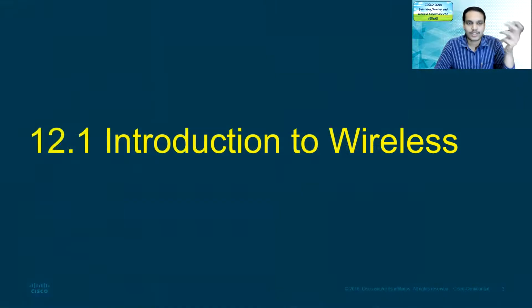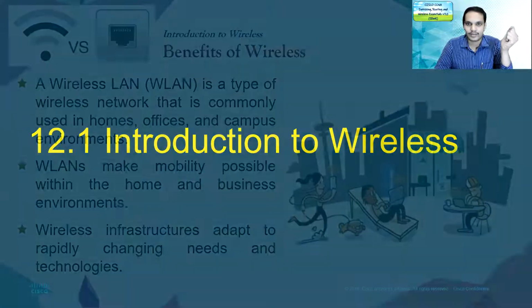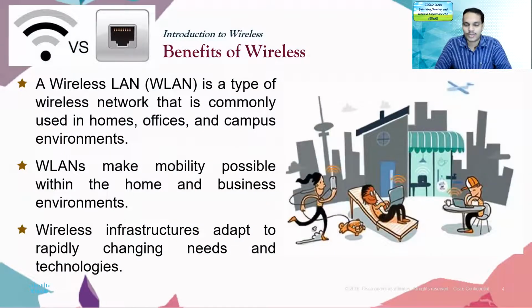So first, let's talk about the introduction to wireless. Now, generally, you must have come across a Wi-Fi router somewhere, wherever you go. Most of them have one in their homes now, because it's very convenient to connect as many devices as you want while giving you the mobility. So a wireless LAN or WLAN is a type of wireless network that is commonly used in homes, offices, and campus environments. Almost all the academic institutions nowadays have Wi-Fi on their campus. They say that it's a Wi-Fi enabled campus.